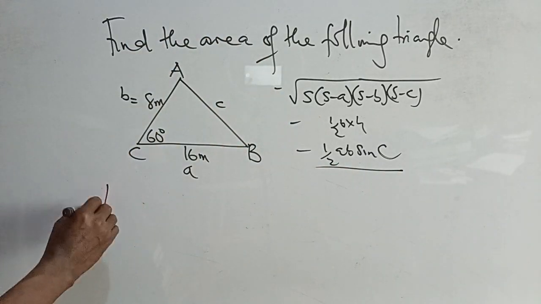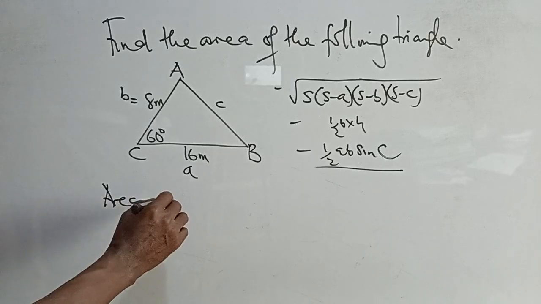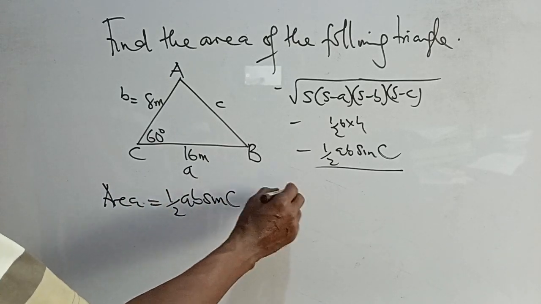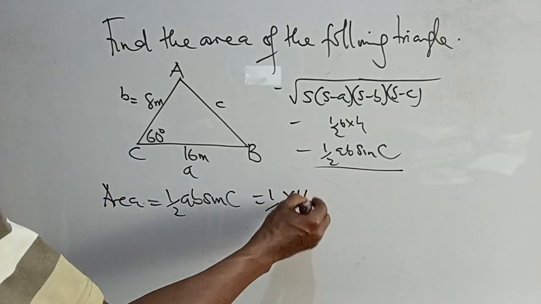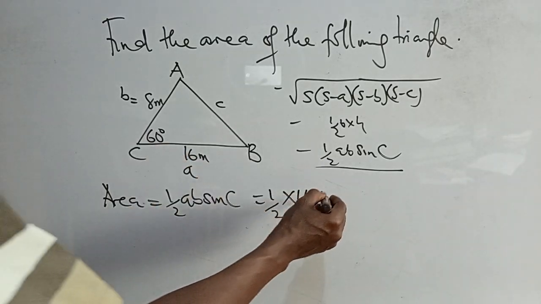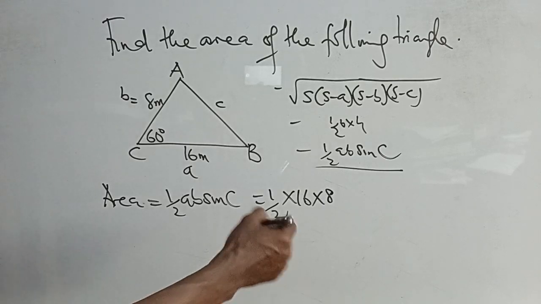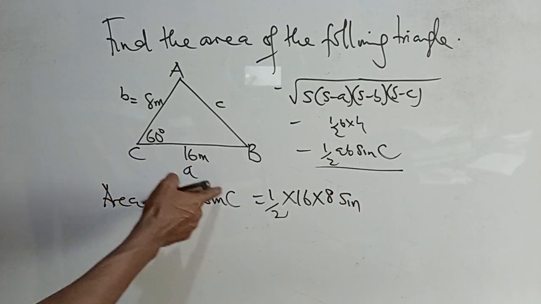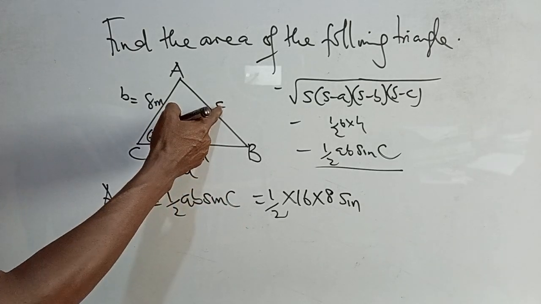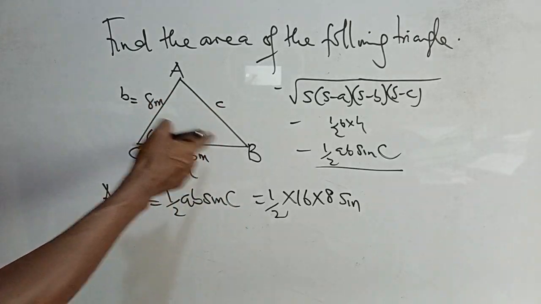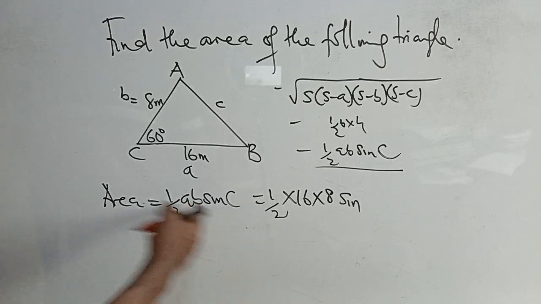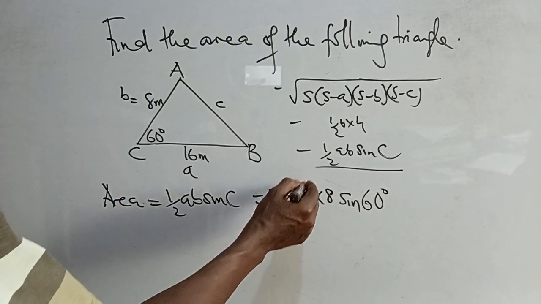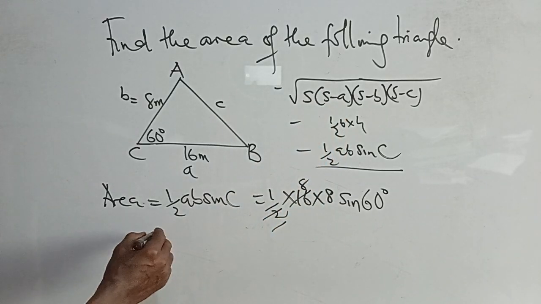So now we say area is equal to half ab sine C, which is going to be what? Half times our a now is 16 multiplied by our b is 8, and sine C, the angle C, which is capital. You can see that this is different from ordinary c. The sides are written in small letter, while angles are written in capital letter. So sine 60 degrees. So 2 here 1, 2 here 8. That will be what?